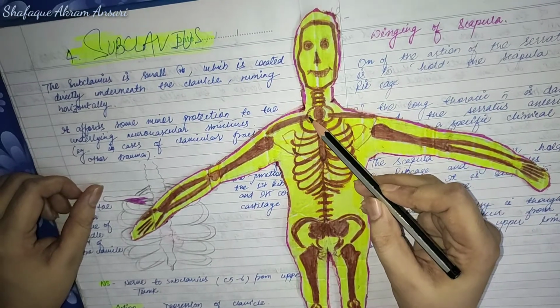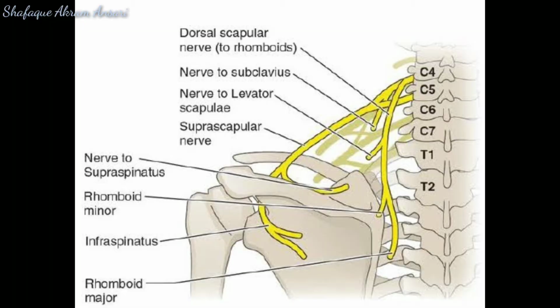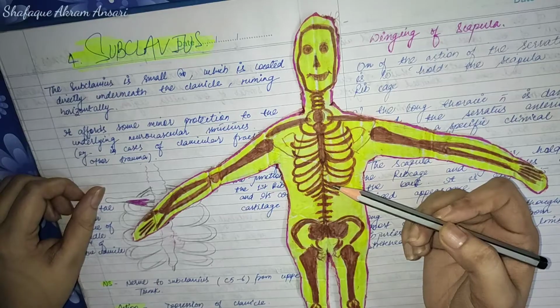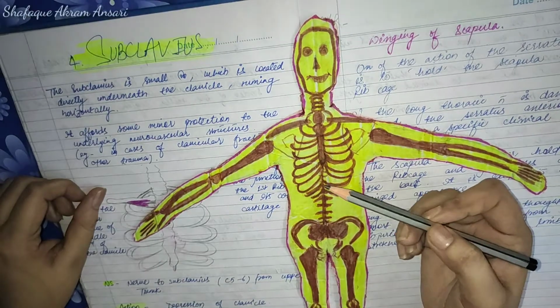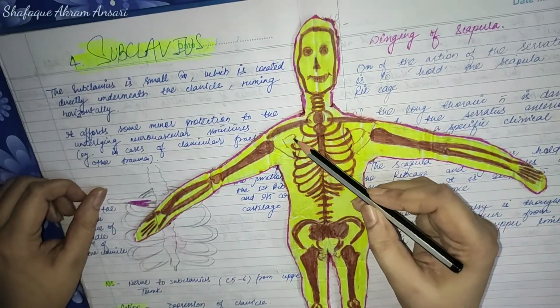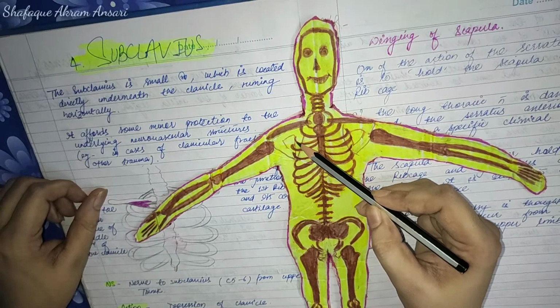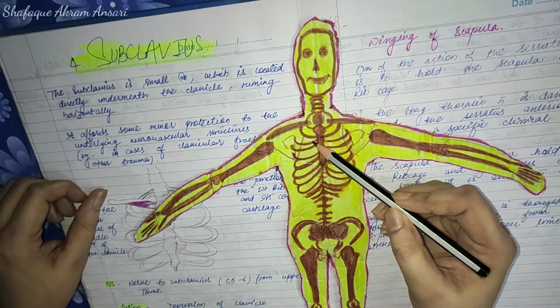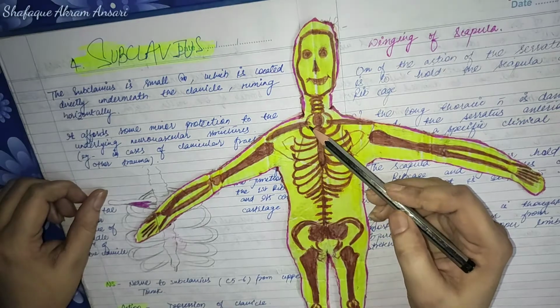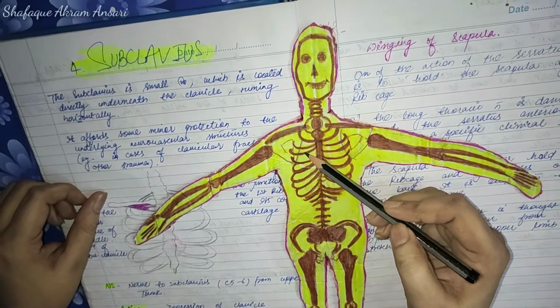And supplied with nerve to subclavius. And action, it depresses the clavicle. The subclavius protects the underlying brachial plexus and subclavian vessel from broken clavicle.